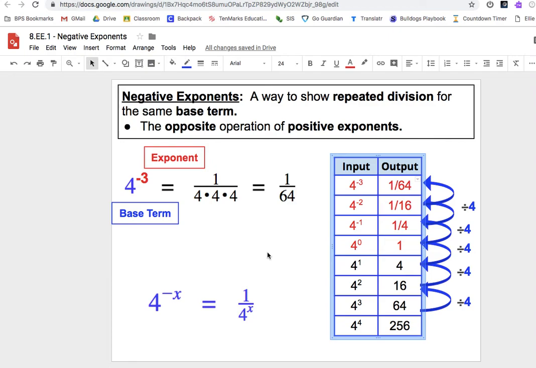So we should see a rule out of this eventually. If I look at 4 to the negative second, it's 1/16. But 4 squared was just 16. So I realize 4 to the negative second is just going to be 1 over whatever 4 squared is. Same with 4 to the negative third. Well, I know 4 to the third is 64. So 4 to the negative third is just going to be 1 divided by that 64.